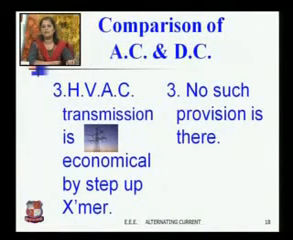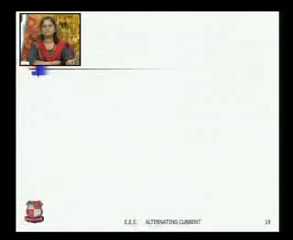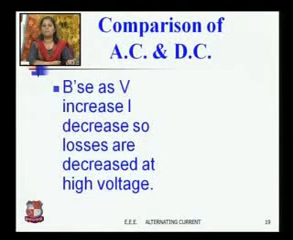So only one parameter is there, which is the current, that you have to limit. So when you are using high voltage AC transmission, means you are increasing the voltage up to a high level, up to 220 kV or 440 kV according to the requirement.